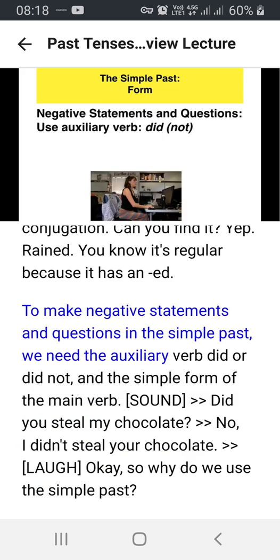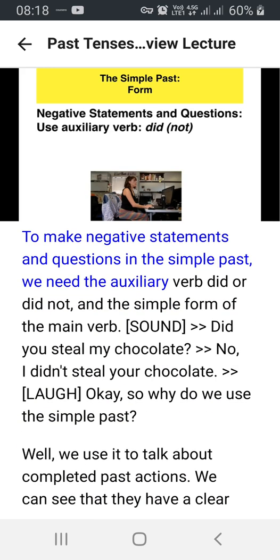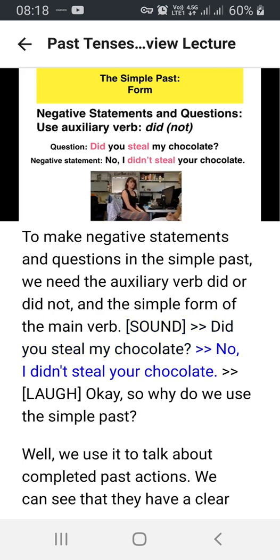To make negative statements and questions in the simple past, we need the auxiliary verb did or did not and the simple form of the main verb. Did you steal my chocolate? No, I didn't steal your chocolate.